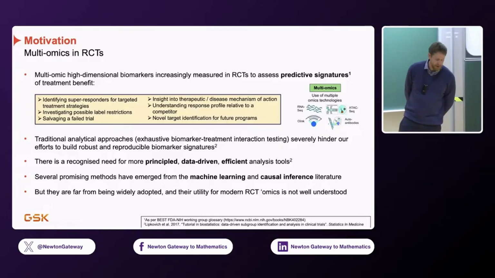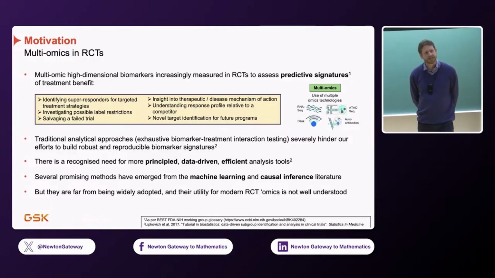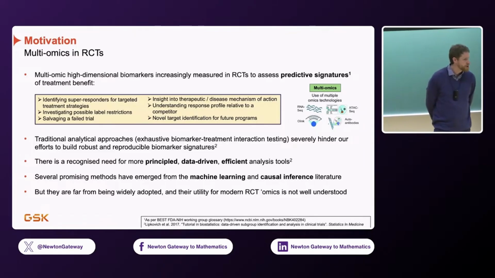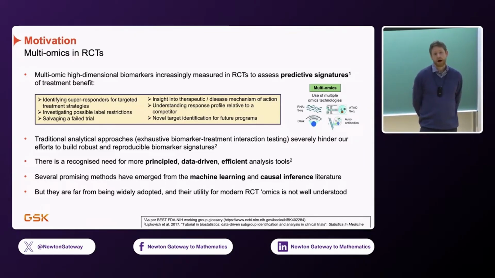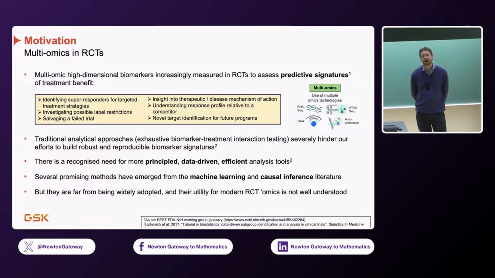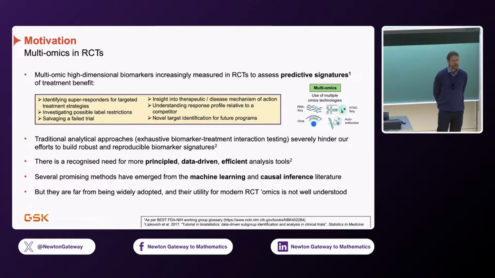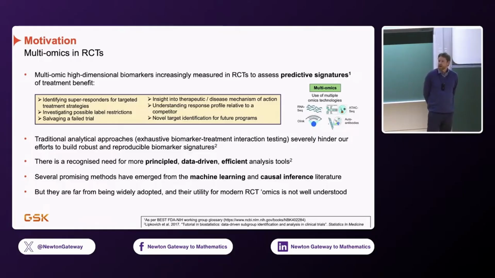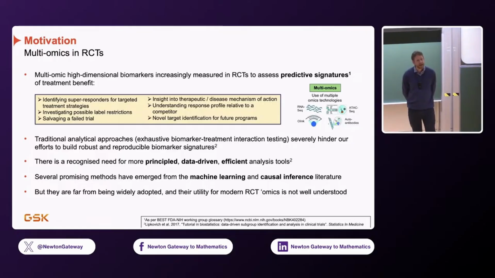When I moved from academia to industry about 6 years ago, they were starting to more frequently measure high-dimensional multi-omics in clinical trials. At that time, really just phase 2s. And over the last 6 years, I've seen that increase to the point where I think there's 5 or 6 phase 3s at GSK this year where multi-omics will be measured. So it's becoming far more routine.